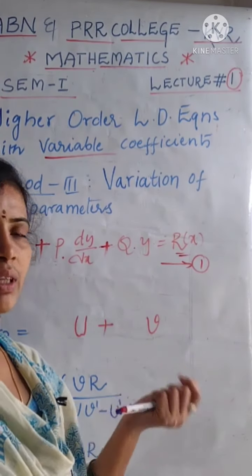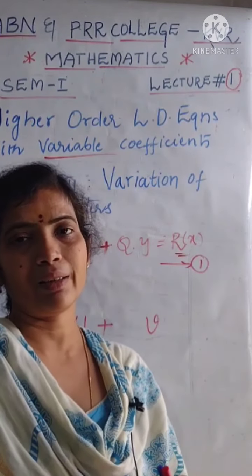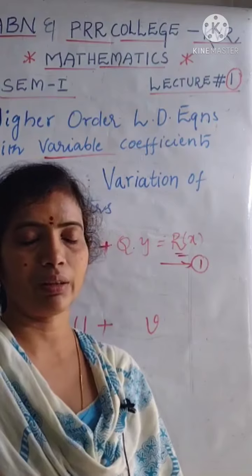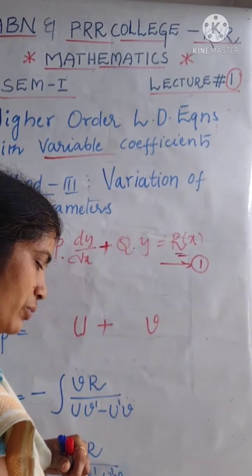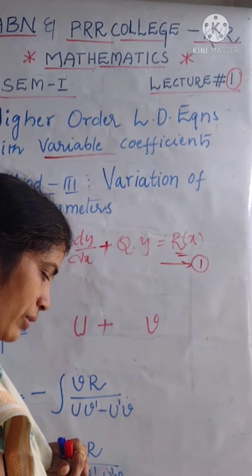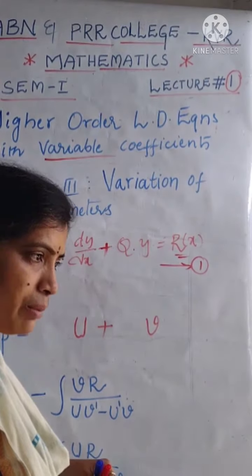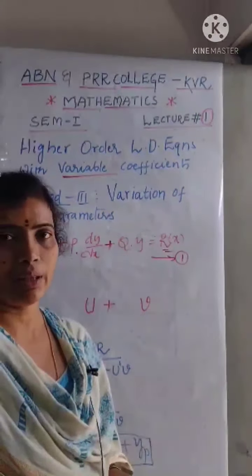Generally, what is the general solution of higher order linear differential equations? If it is second order or say third order, it is in the form y is equal to yc plus yp, that is, complementary function plus particular integral. Similarly, in this method, we have to find the complementary function and particular integral.